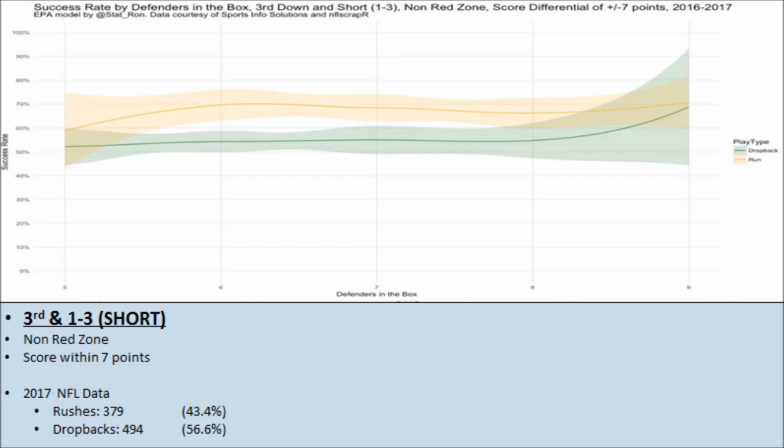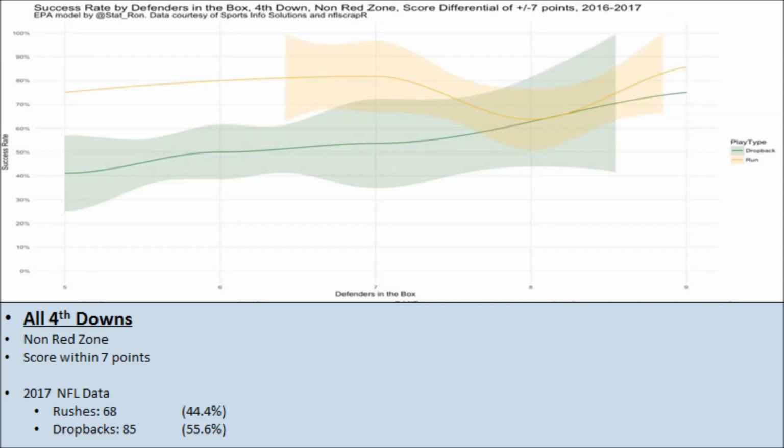And on 4th down, regardless of down and distance, we get some fairly unconventional results here as well, that running the football is typically going to be a little bit better against more normal fronts. However, we got a lot of error in there that keeps us from being able to make really good and really sound decisions that are driven by logic.